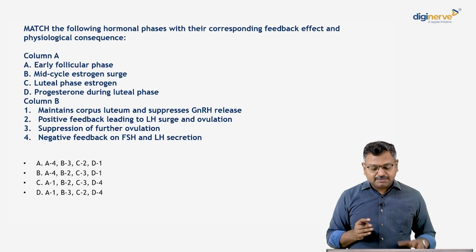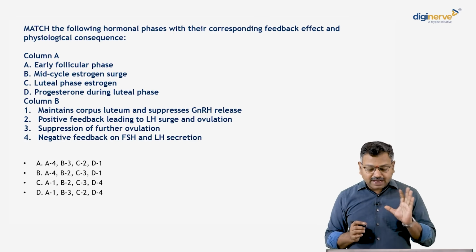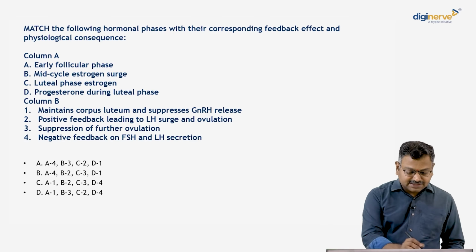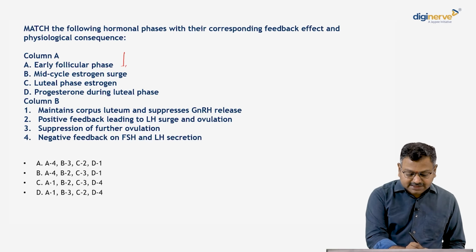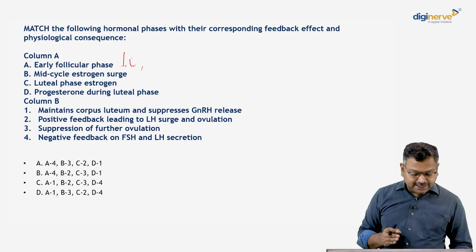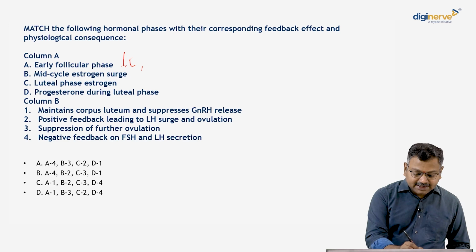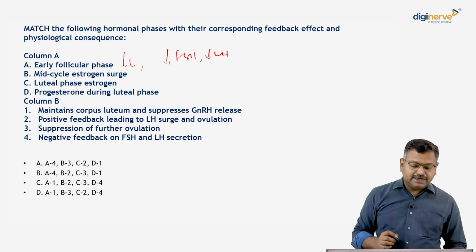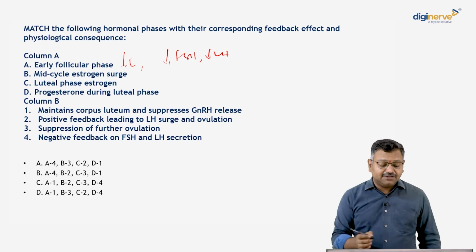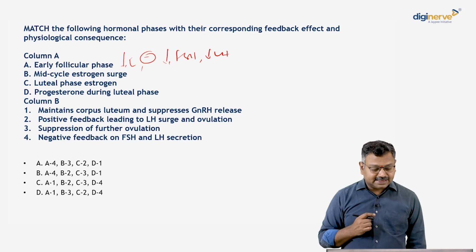Now, what we have to remember is the various phases that you are seeing. You have the early follicular phase, that's the first phase, where you have very little estrogen. So it is going to take a negative feedback that will decrease the FSH and LH. A decreased estrogen is going to cause negative feedback in the early follicular phase.